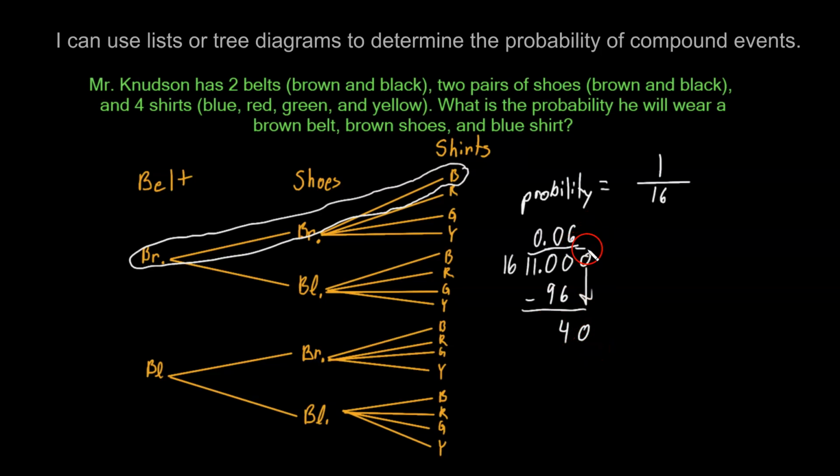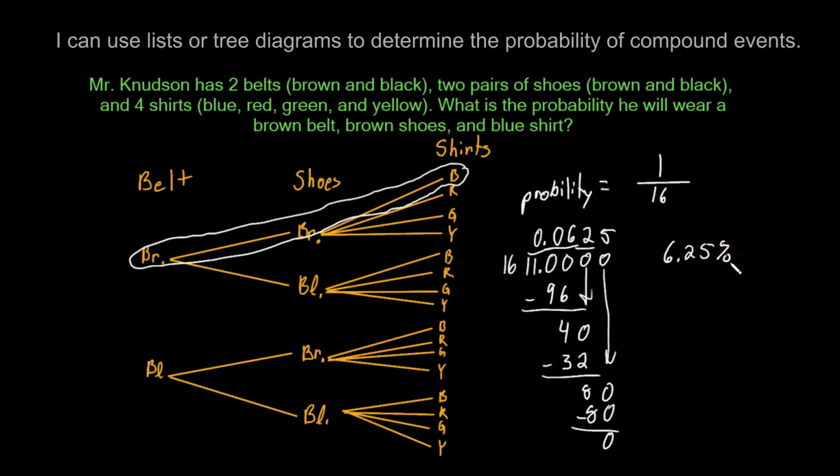Add an extra 0, bring that down. 16 goes into 40 twice without going over. 2 times 16, again, 2 times 10 is 20. 2 times 6 is 12. 20 plus 12 is 32. 40 minus 32 gives us 8. Add an extra 0. Bring the remainder down. We get 80. And 16 goes into 80 5 times. And it goes in there evenly, so we get no remainder and we're done. So it'd be 0.0625 as a decimal. So if we move this to a percentage, move it over 2 places, it'd be 6.25 as a percentage.